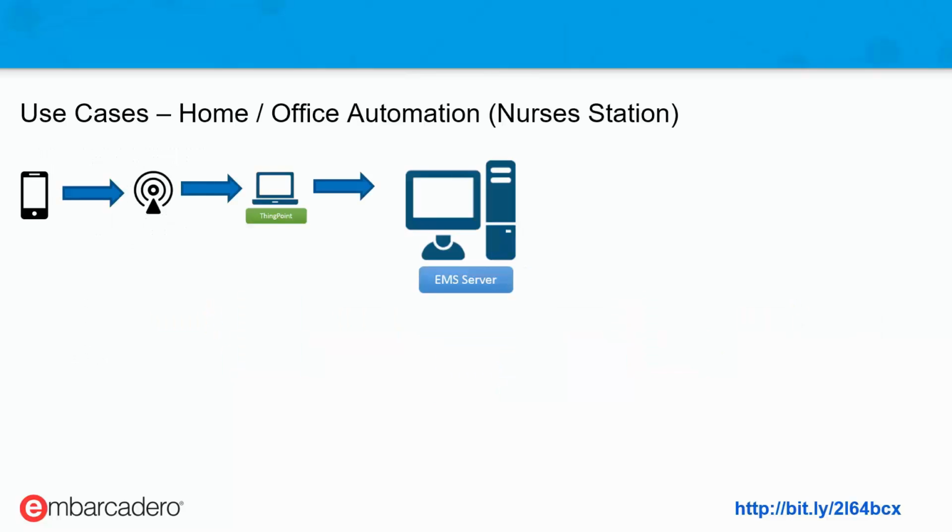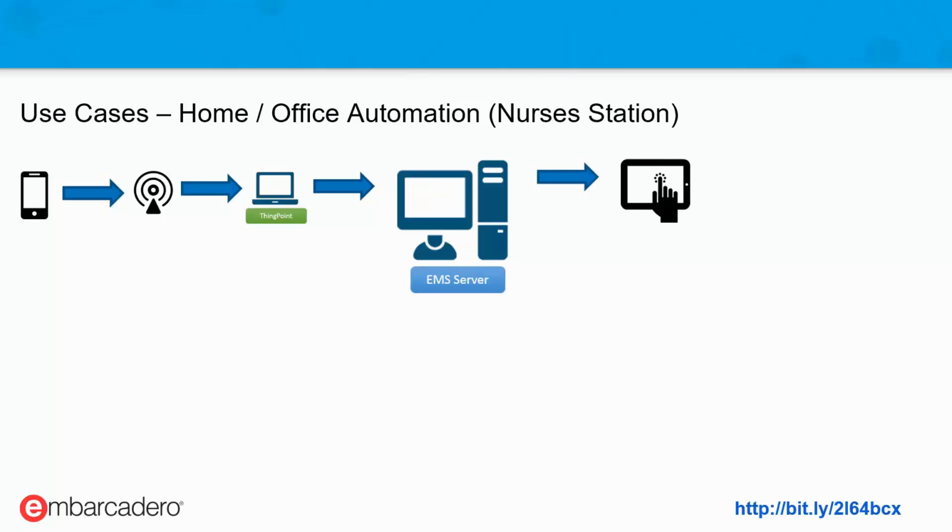Another case is home or office automation. And in fact, one area where we've seen some demand for automation is in the medical industry. So we actually have a nurse's station demo in which a nurse's application is running on a patient's phone. That phone is detected by a proximity beacon, which through a thing point communicates to the EMS server, letting the nurse know that the patient has arrived, sending a notification out to their tablet.